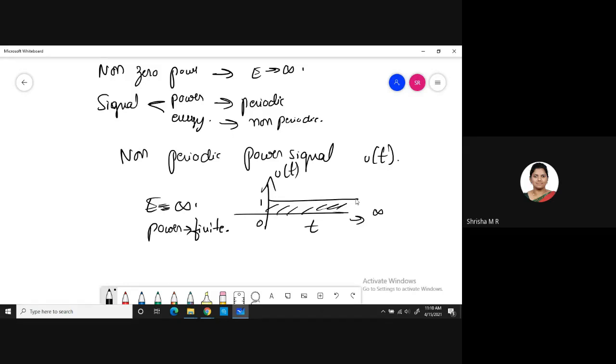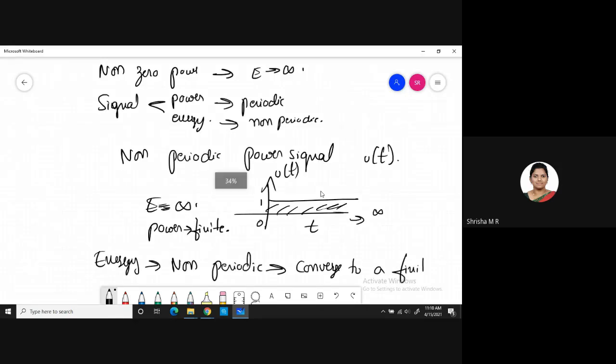So power signals don't converge to a finite value, but energy signals will converge to a finite value. Clear now? Energy signals are non-periodic. They converge to a finite value. Whereas periodic signals are power signals, they don't converge to a finite value. Energy is infinite here and power is finite.